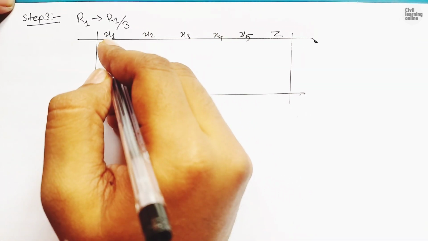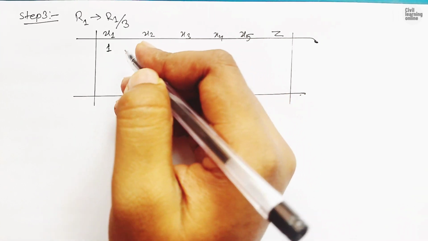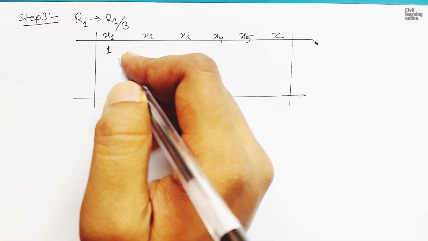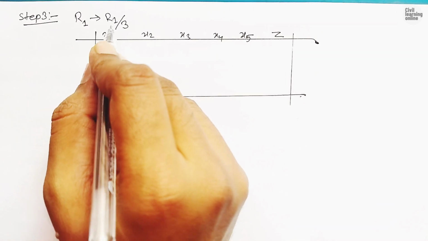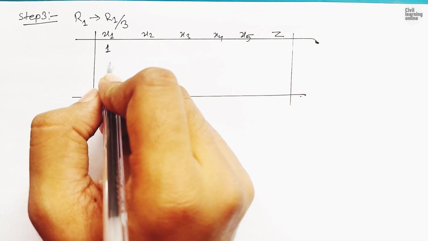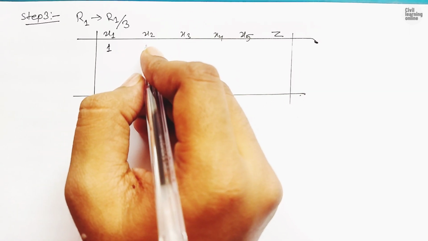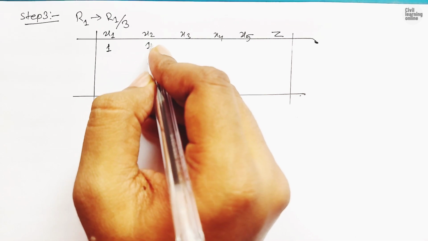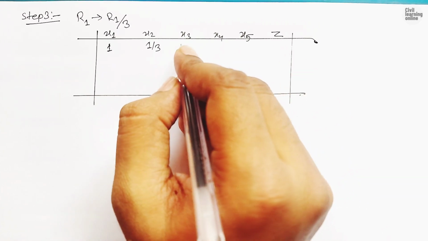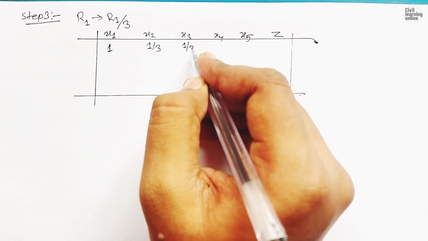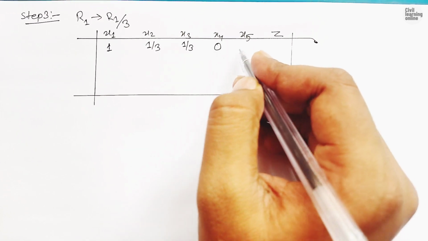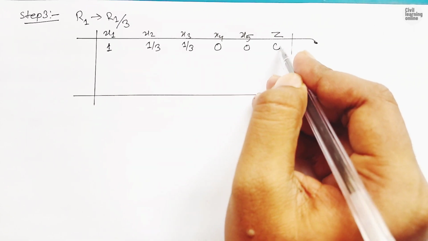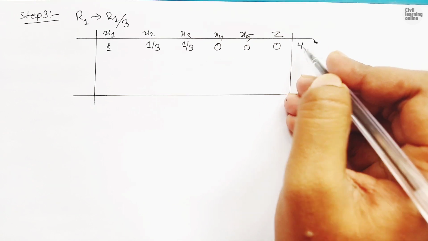1, and we are dividing the elements of row 1 by 3. Initially it was 3, so 3 divided by 3, we will get 1 here. Similarly we had initially 1, so 1 divided by 3 is going to be 1 by 3. Again it was 1, so 1 by 3. 0 divided by 3 is 0, 0, 0, and 12 divided by 3 we will get 4.